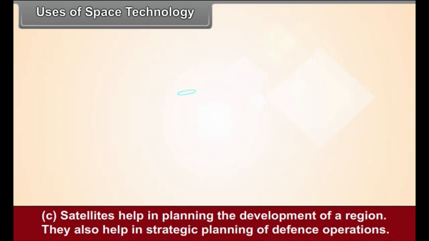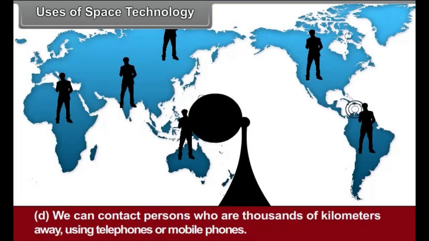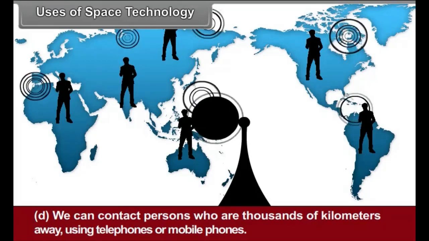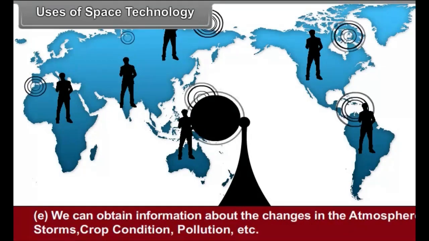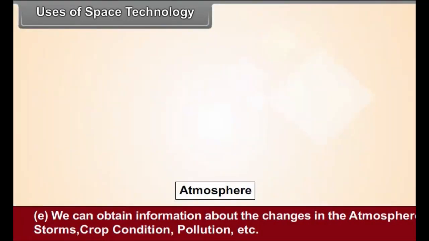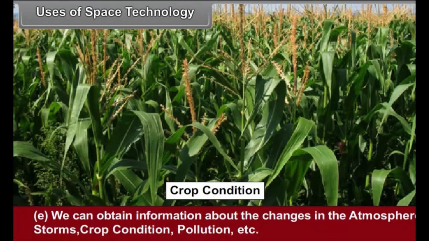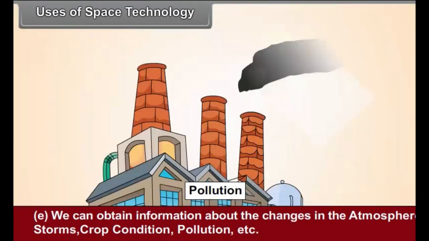C. Satellites help in planning the development of a region. They also help in the strategic planning of defense operations. D. We can contact persons who are thousands of kilometers away using telephones or mobile phones. E. We can obtain information about the changes in the atmosphere, storms, crop conditions, reservoirs, pollution, etc.